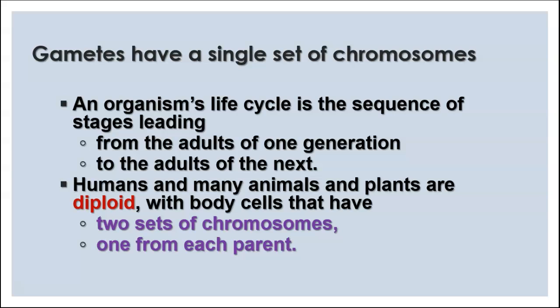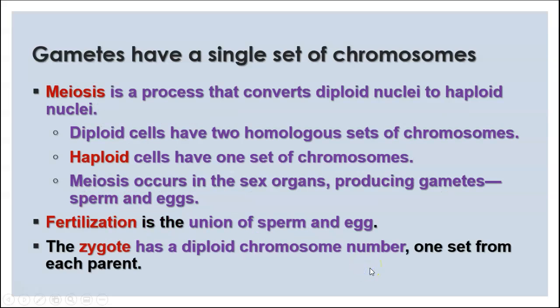Humans, like a lot of other animals and plants and lots of other organisms as well, are what we call diploid. Their body cells have two sets of chromosomes, one set from each parent. And like it said in the video, with very few exceptions, all of the cells in your body have the diploid number of chromosomes. In the case of humans, that's 46.